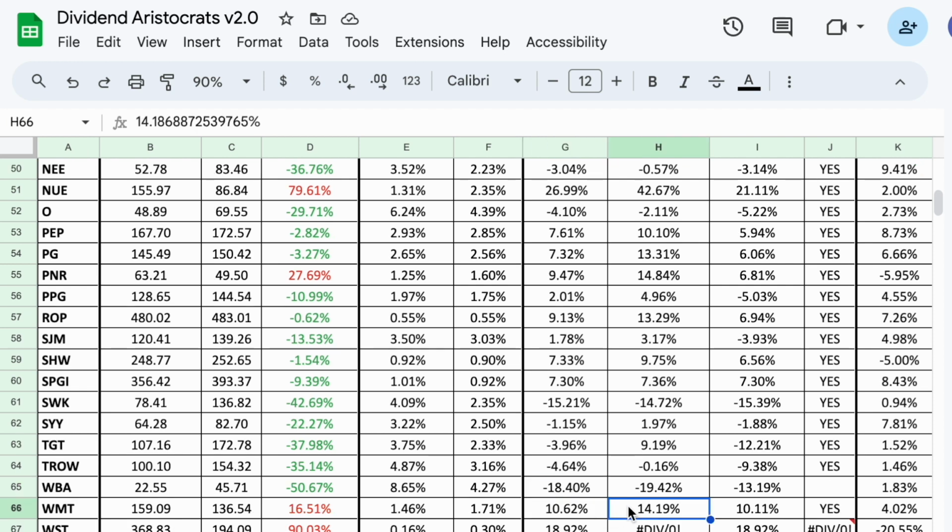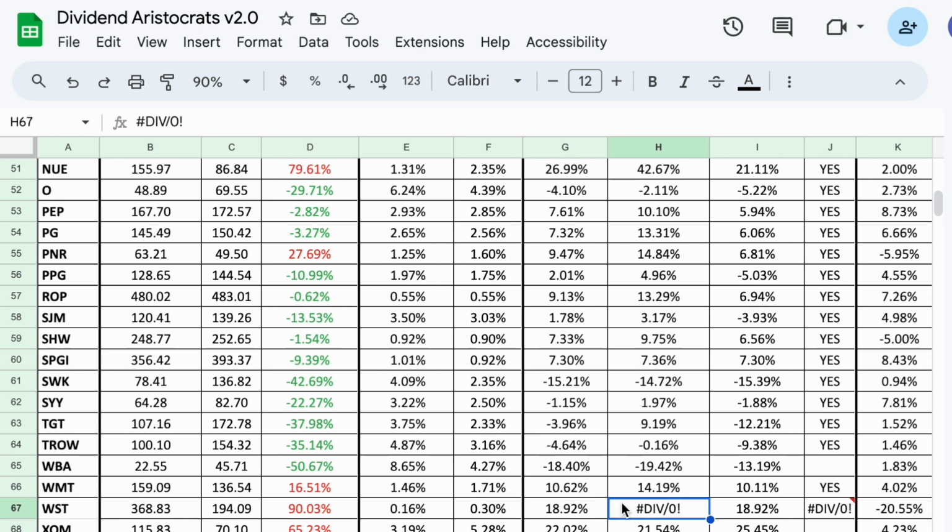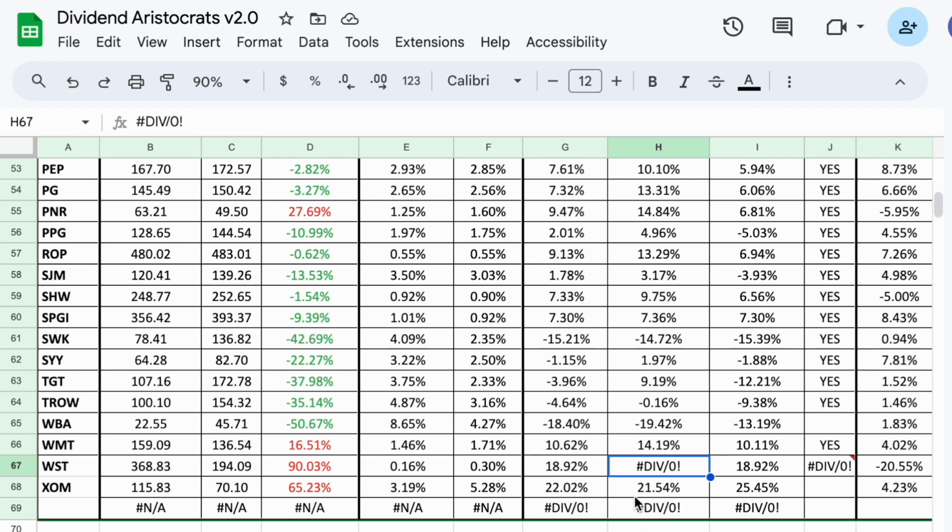Walmart passes the test with a return of 14.19% while undervalued, compared to 10.62% overall. West Pharma was never undervalued during the 6-year test window, so it has no average undervalued return. And Exxon fails to pass the test with a return of 21.54% while undervalued, compared to 22.02% overall.